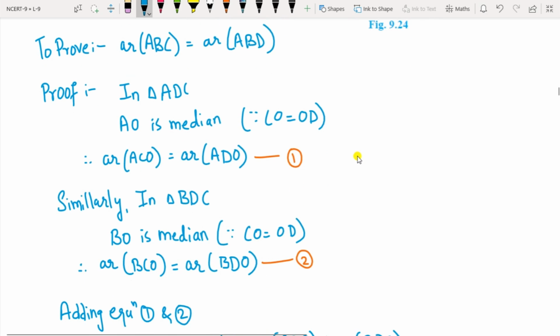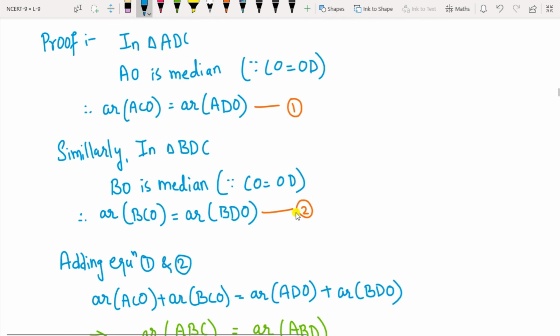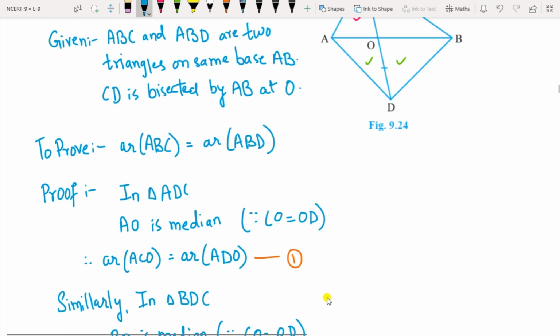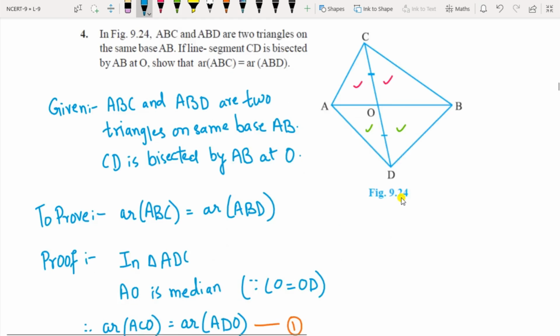So in triangle ADC, AO is median, so the area of ACO will be equal to ADO, that is equation number 1. Then consider the second triangle on the right hand side, BCD. Here OB is the median, therefore this triangle is equal to this triangle, that is equation number 2. Now you have to add equation 1 and 2, addition of left hand side is equal to addition of right hand side. Now on adding ACO and BCO you get ABC, and adding these 2 triangles you get ABD, and that was to be proved.